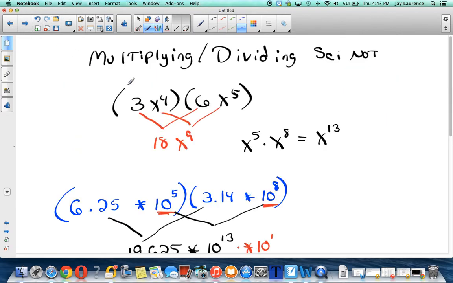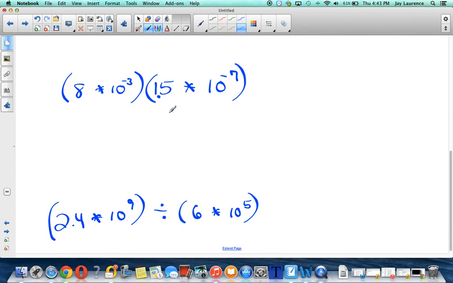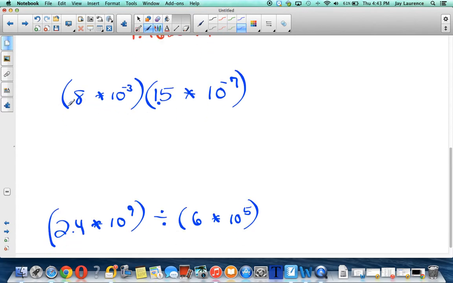So let's go back here and see how to do this one. All right, I've got 8 times 1.5. Well, let me do 1.5 times 2 is 3, times 2 is 4.5. Okay?